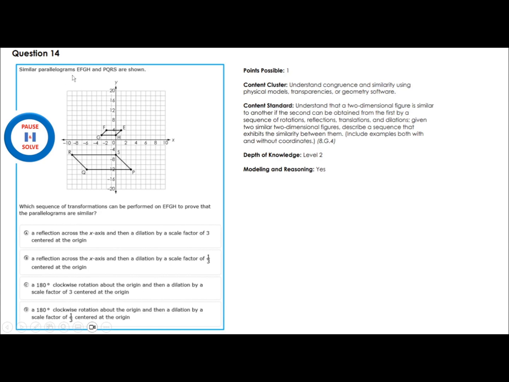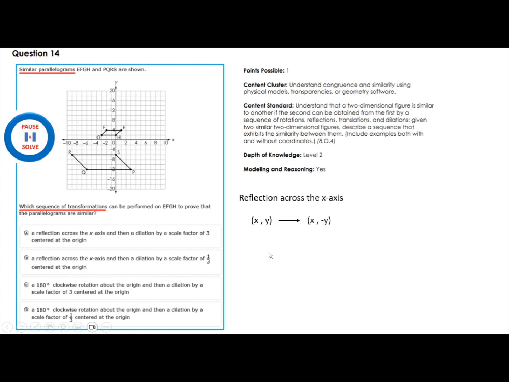Similar parallelograms EFGH and PQRS are shown, similar, okay? Which sequence of transformations can be performed on EFGH to prove that the parallelograms are similar? So here we have reflection across the x-axis, and then dilation by a scale factor of 3.